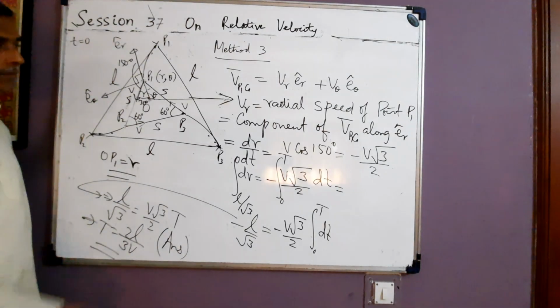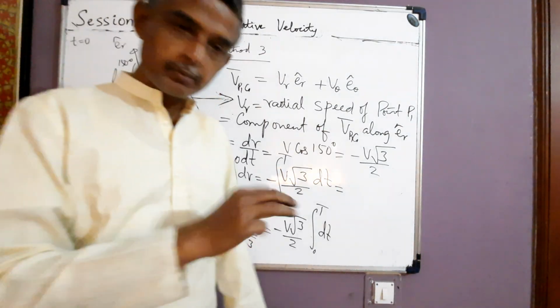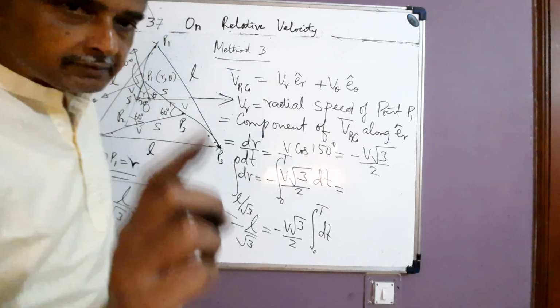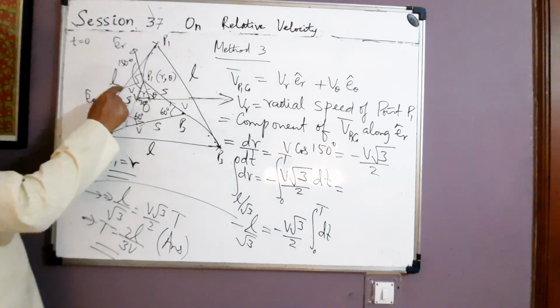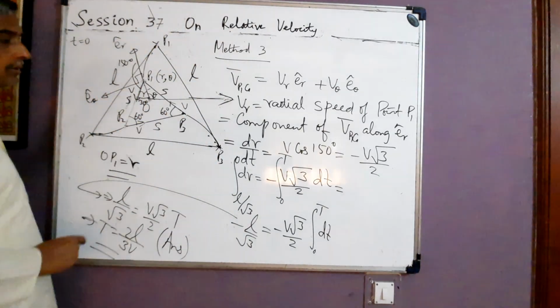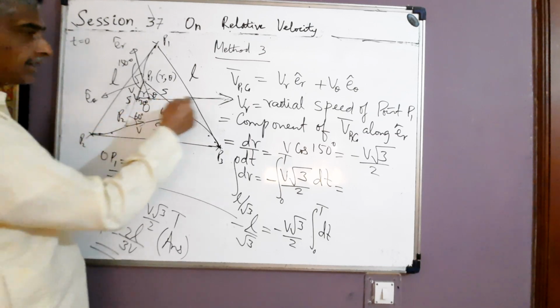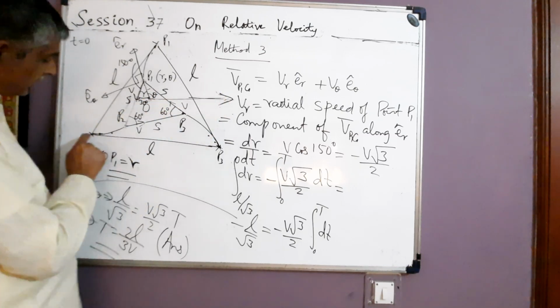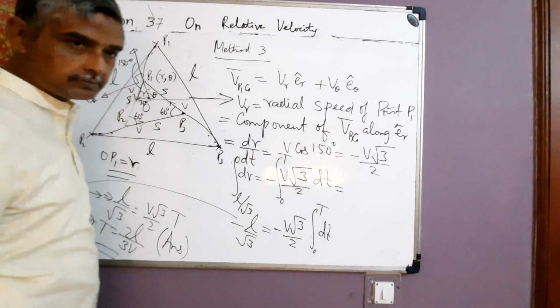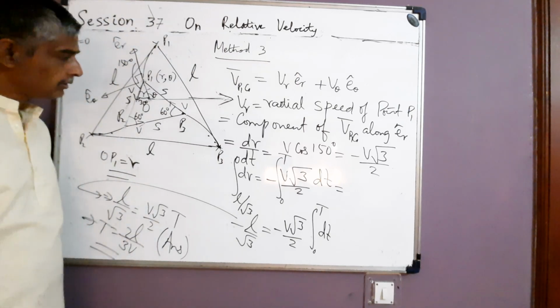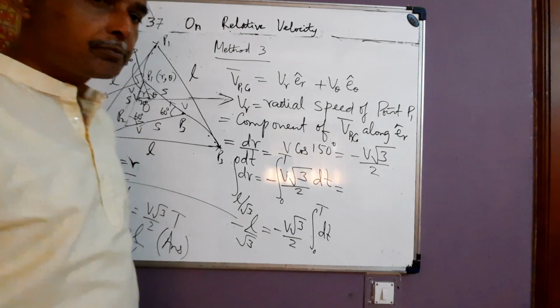So I have demonstrated this problem by 3 different methods. Now we have to find one more thing. What is that? The polar equation of the trajectory of these 3 points, with point P2 as the pole and the line through and parallel to P2P3 as the reference line. So we have to find the polar equation of the trajectory of P1 and P2.